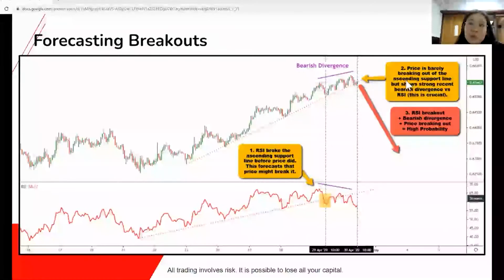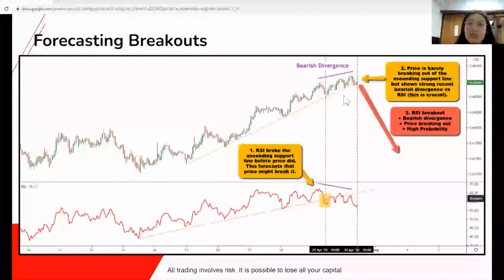So point 2, price is barely breaking out of the ascending support line but shows strong recent bearish divergence versus RSI. So this is a very important point to take note of because at our yellow highlighted point, right at the start of the time period that we're looking at, you can see RSI broke out of this support line. However, on our price chart, it didn't. So we're expecting price to do the same as well.